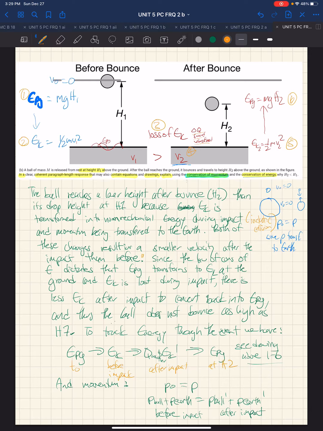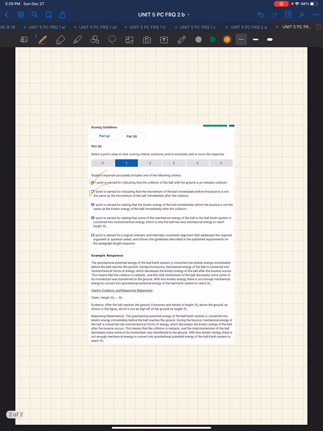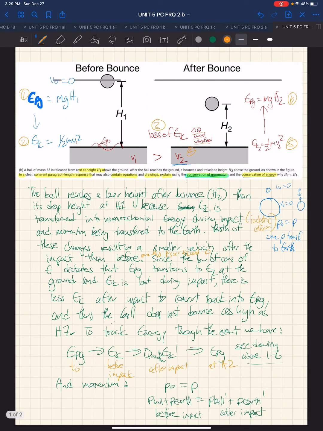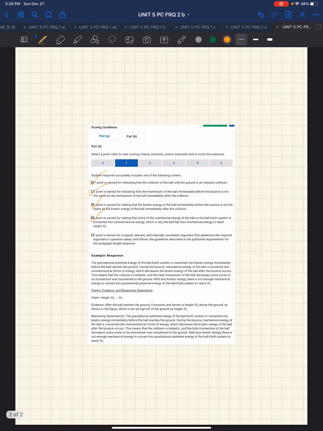And we might even go further to say, and thus lesser kinetic energy and momentum. So we're being very clear to add that. Point is earned for stating the mechanical energy is converted into non-mechanical energy. We said that clearly. We've got it in our diagram. We mention it specifically. Non-mechanical energy.